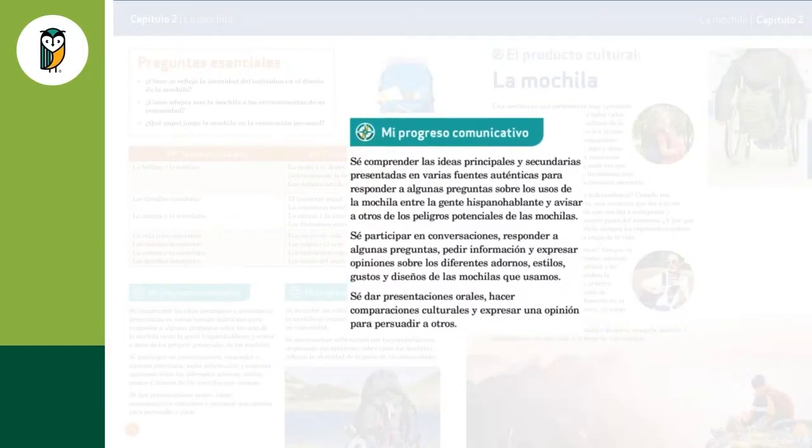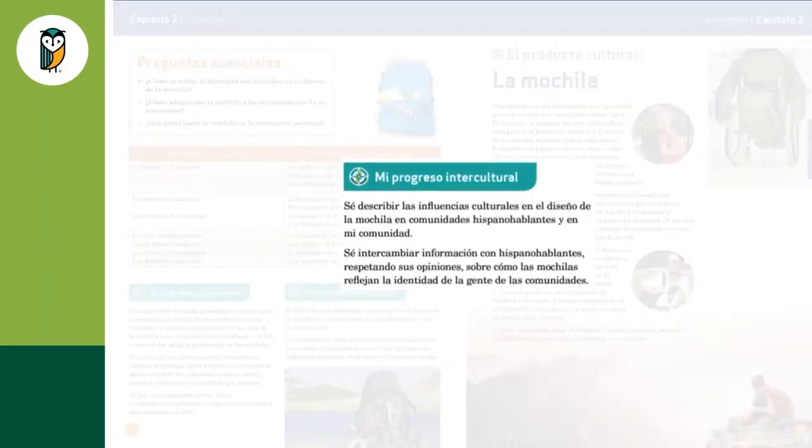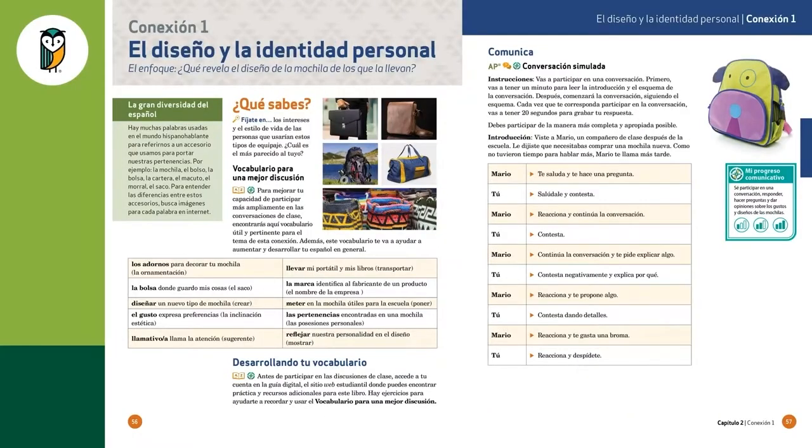Comunicativo can-do statements focus on what learners will be able to do in the language. And the Mi Progreso Intercultural focuses on interculturality in alignment with the newly revised can-do statements. The 3 conexiones in each unit offer consistency in terms of structure, a feature we know supports learners. To begin, one of the 3 preguntas esenciales is highlighted with the title of each conexión.